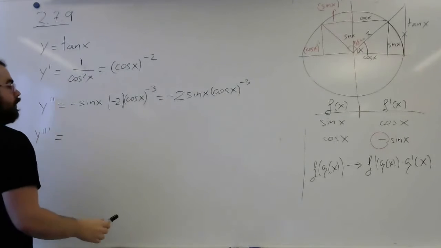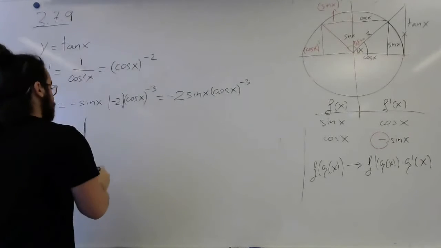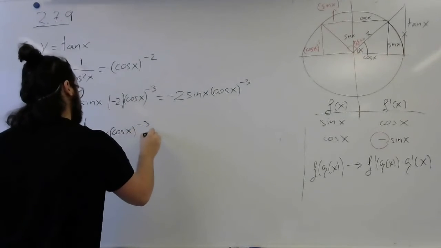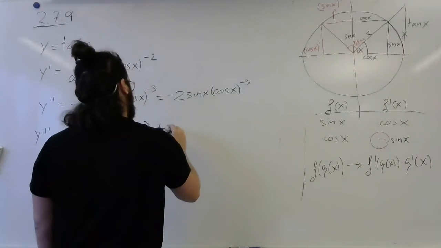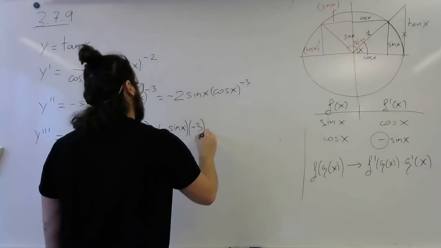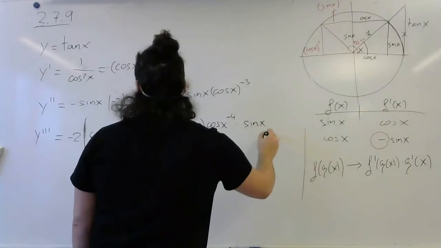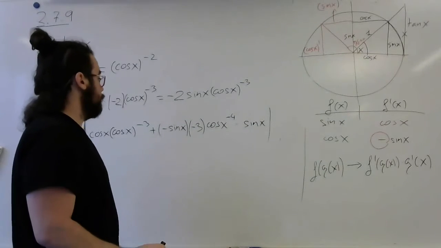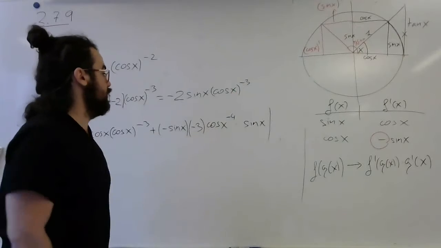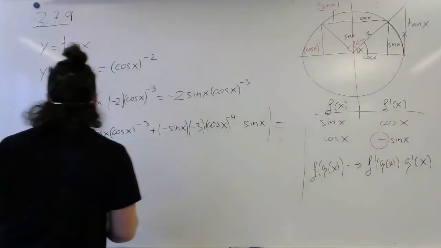And now, for the third derivative, the -2 stays. And we have a product of two functions. So this is derivative of the first times the second plus derivative of the second, which is minus sine of x times minus 3 cosine x to the power minus 4 times sine of x. Now, this is derivative of what is inside. This is derivative of power minus 3, evaluated on cosine of x. Now, it's multiplied by that. The -2 is multiplying here. Everything is correct.